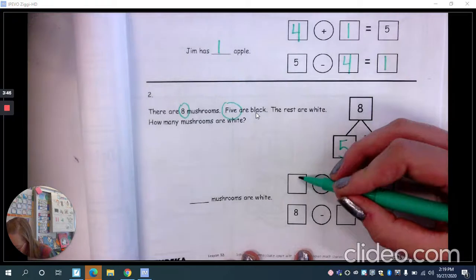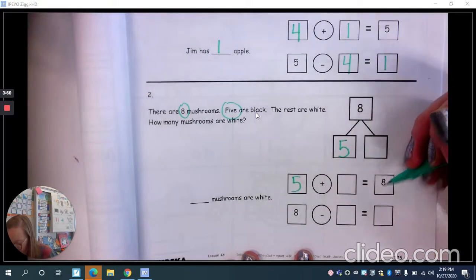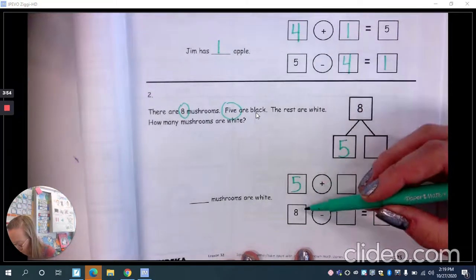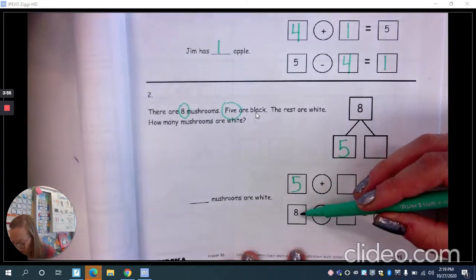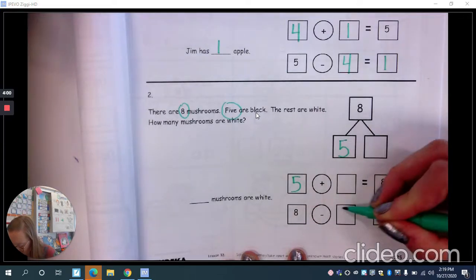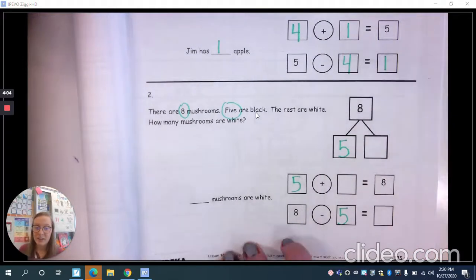When I'm adding, my 2 parts come first, then my total after the equals sign, so I can write 5 in as one of my parts. Down here in my subtraction problem, I see 8, our total, minus, I will write the part we know. 5 equals something.